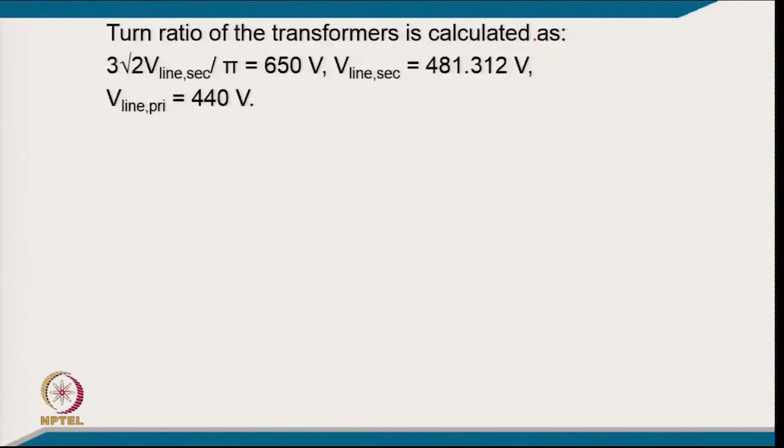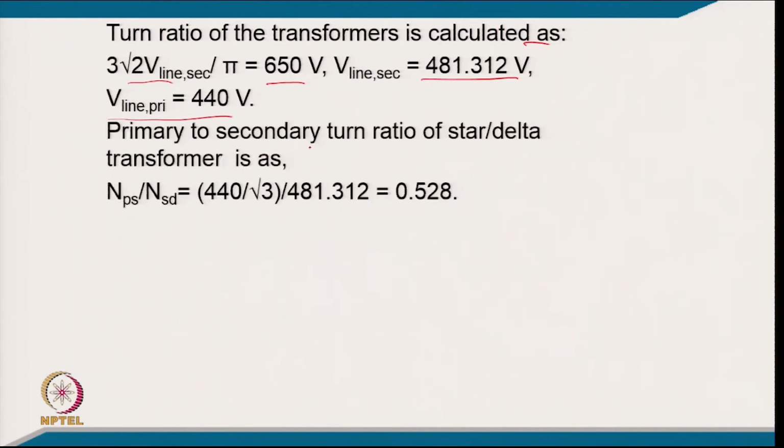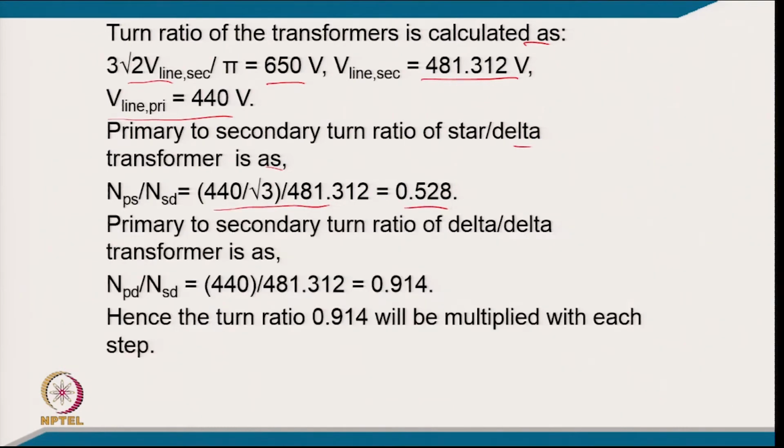And the turns ratio of the transformer can be calculated. Now in terms of line voltage, this is the DC link voltage. So, we can find the line voltage of 481.312 RMS, and the supply primary side is 440 volt. So, we can find the primary to secondary turns ratio of the star delta transformer from this primary and secondary voltage. It comes to 0.528, and the primary to secondary turns ratio of the delta delta second transformer, it will be this voltage. So, it is 0.914, and hence the turns ratio of 0.914 will be multiplied with each step.